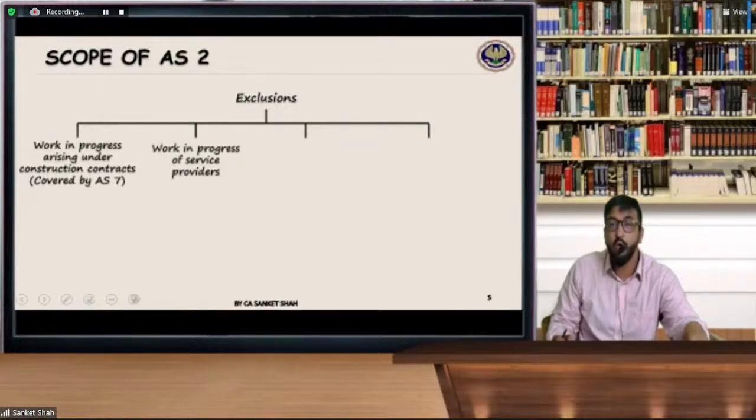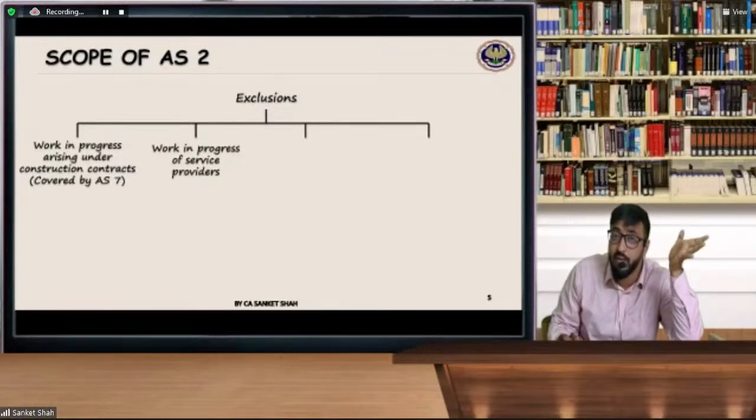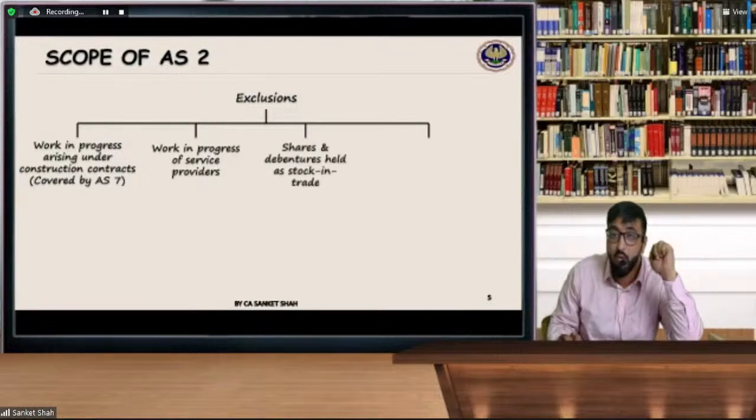Work in progress of service providers. Sir, service providers, inventory, raw material, WIP and finished goods. So if a service provider has any WIP, that is not covered here, because the guidance note will take care of that, the service providers' work in progress.